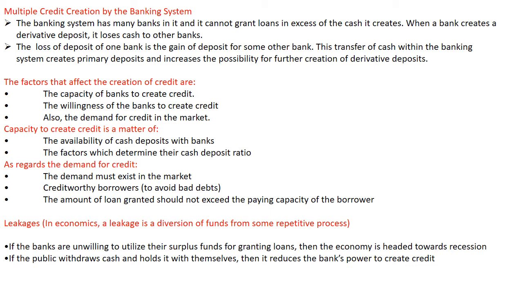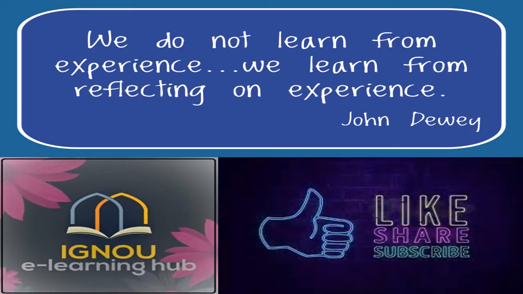Okay, if the public withdraws cash and holds it with themselves, it reduces the bank's power to create credit. Say I have 10 lakh rupees or 1 crore rupees in a bank, and I withdraw the money, and the money is with me now, so I'm not depositing it again. Similarly, if many people are doing it, it can reduce the bank's power to create credit. When we make deposits, the bank creates credit only through our deposits, right? So this is the way the banking system is run.